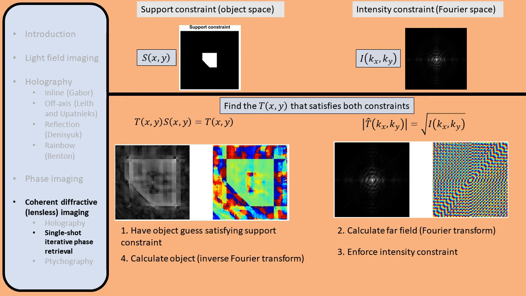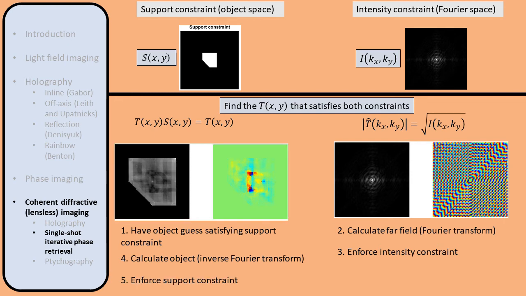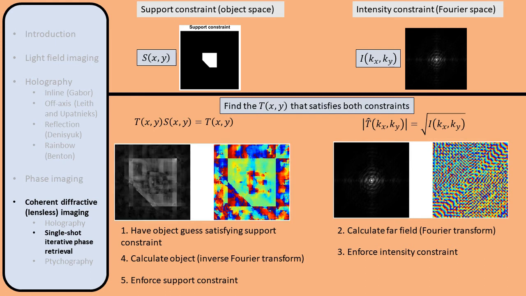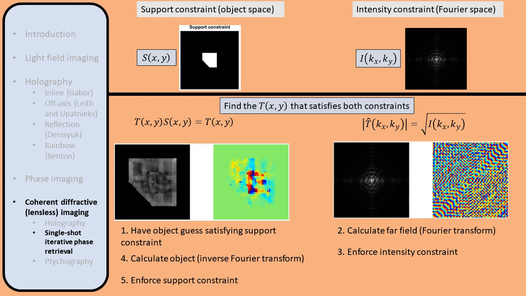In general, this new estimate doesn't satisfy the support constraint. So we can enforce it by setting the field outside the support equal to 0. Now we have a new estimated transmission function, and we can repeat the cycle of calculating the far field, enforcing the intensity constraint, calculating the updated object estimate, and enforcing the support constraint.